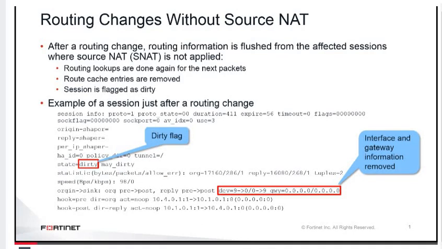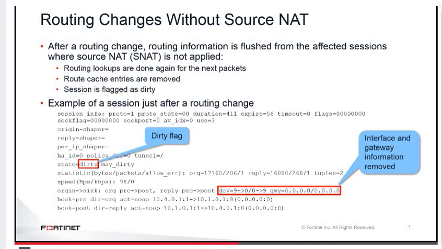When FortiGate is not applying SNAT, after a change in the routing table, the routing information is removed from the sessions that are affected by the change. Additionally, related route cache entries are deleted. So 2 more routing lookups are done for the next packets in order to learn the new routing information and store it in the routing table.